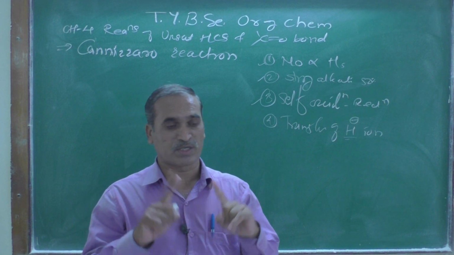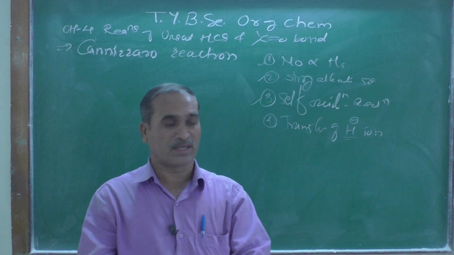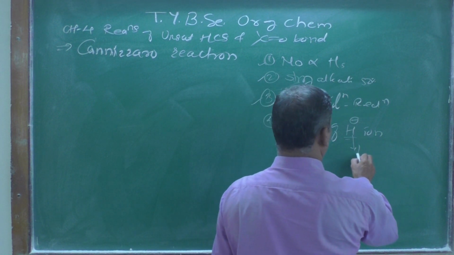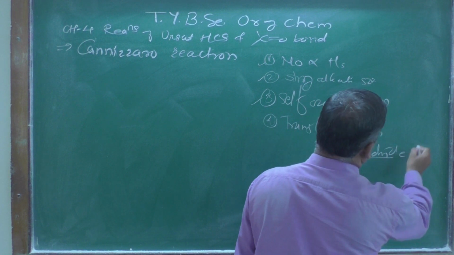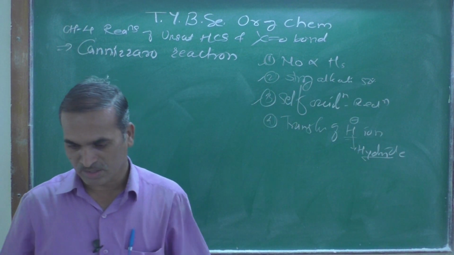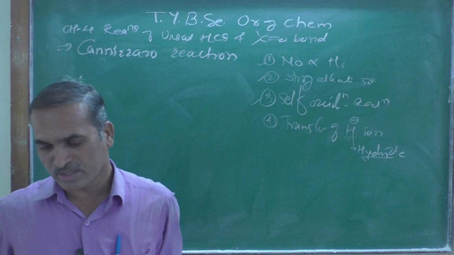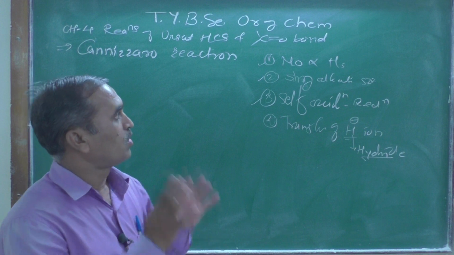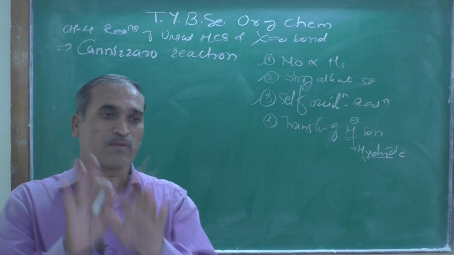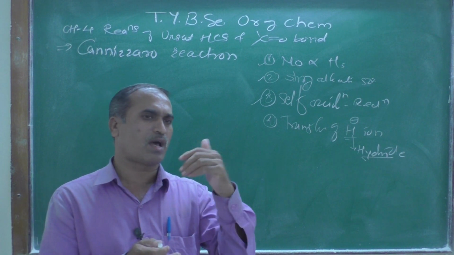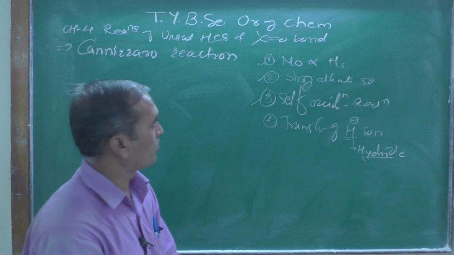We know that H plus means proton, H minus means what? Hydride ion. Remember this one is a hydride, right? So these are the criteria required for Canizzaro's reaction: number 1, no alpha hydrogen, and a strong alkali. And no alpha hydrogen atom means what? Which compounds do not have an alpha hydrogen atom?